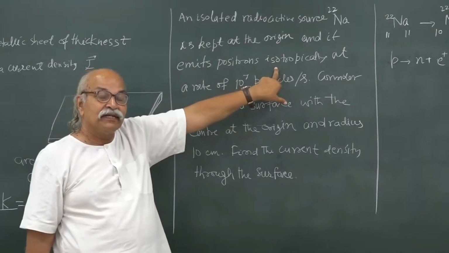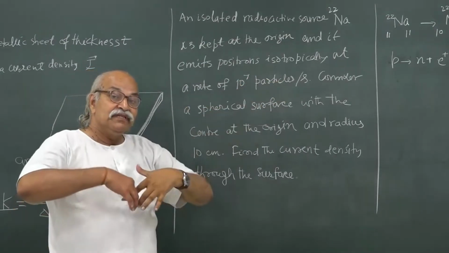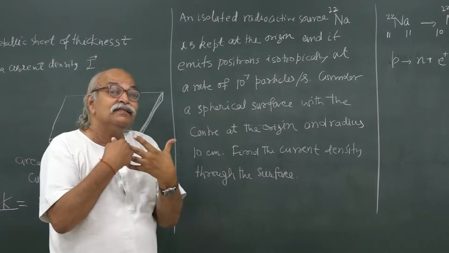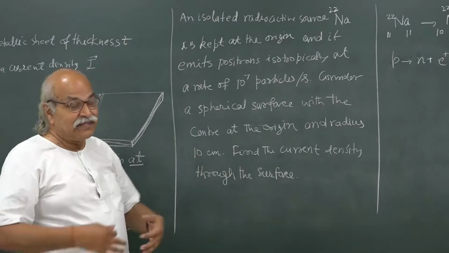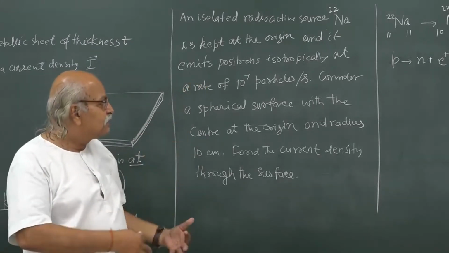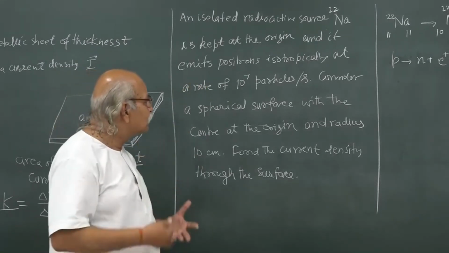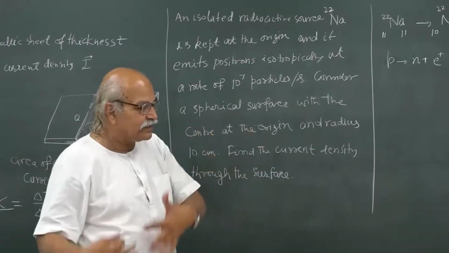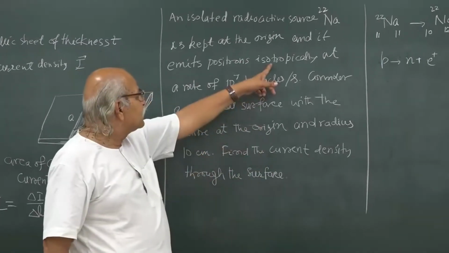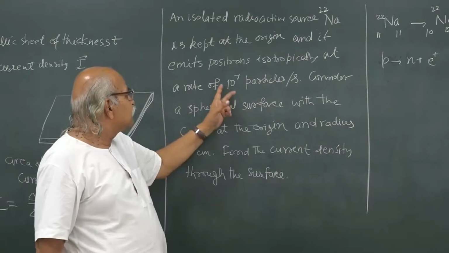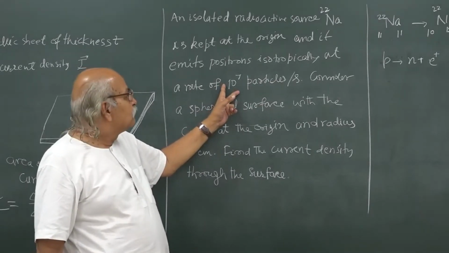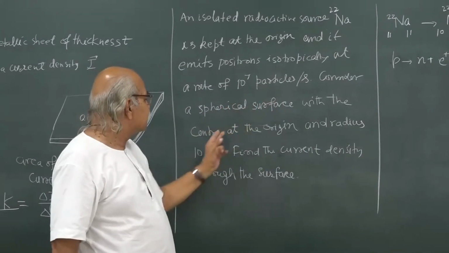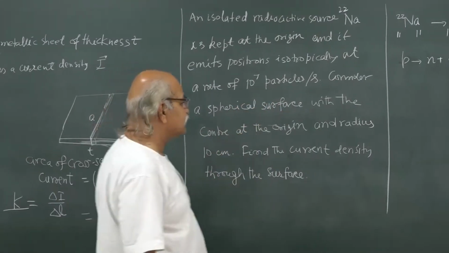Now, isotropically means it is emitting in all directions, with equal number of particles in this direction, that direction, that direction, that is isotropically, at the rate of 10 to the power 7 particles per second. Now, consider a spherical surface with the center at the origin and radius 10 centimeters.